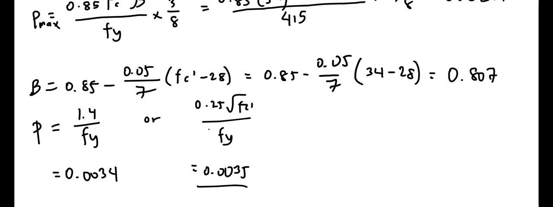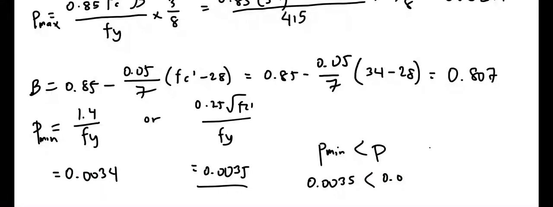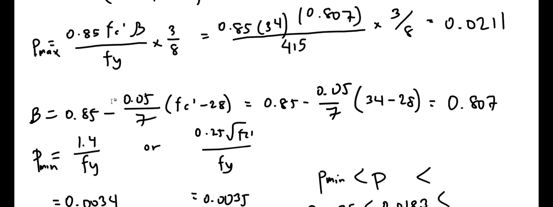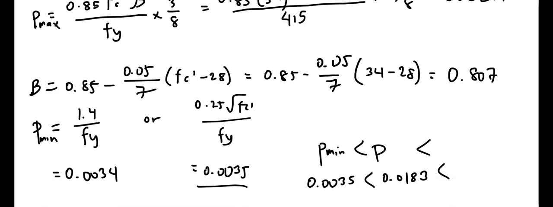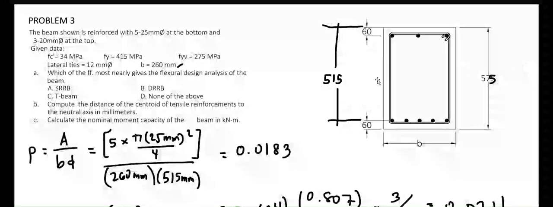So this one governs. Now notice that our minimum steel ratio is less than the actual steel ratio, that is equal to 0.0183. So rho min is 0.0035, and rho actual is 0.0183, and it is less than the maximum steel ratio, that is 0.0211. Which means that our analysis here for this beam should be a singly reinforced beam.